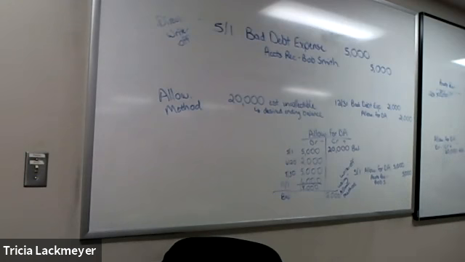So all I'm talking about when I say net realizable value is how much of my accounts receivable I actually expect to collect. That's just your accounts receivable minus your allowance for doubtful accounts. So net realizable value equals accounts receivable minus allowance for doubtful accounts.